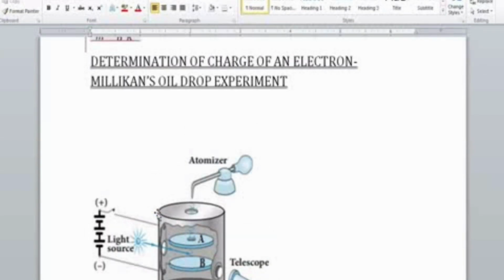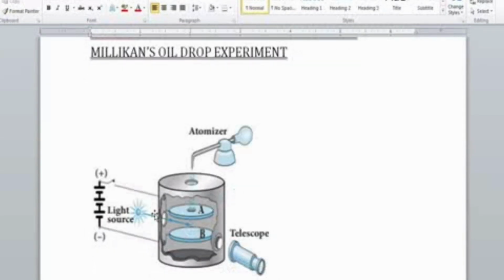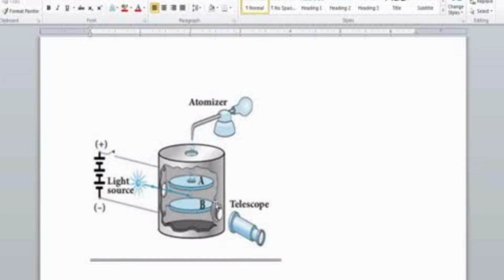We're going to see that. We'll get the oil drop experiment: determination of the charge of an electron, Millikan's oil drop experiment. So a closed chamber, and oil drops are poured into this chamber. Using that, by adjusting the electric field suitably, the motion of the oil drop inside the chamber can be controlled.